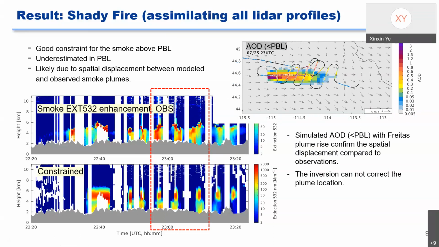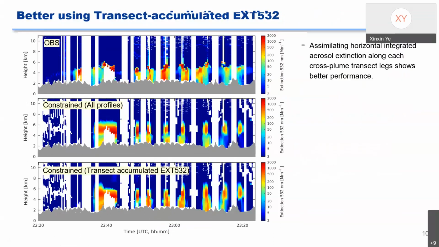To overcome this difficulty, we choose to assimilate the transect accumulated aerosol extinction. For each transect collected between the flight turns and through the plume, we integrated all the aerosol extinction enhancements for each level, and then assimilated the accumulated aerosol extinction. In this case, we can see the improvement in the last panel. This is assimilating the integrated aerosol extinction. We can see that the aerosol loading within the PBL is better constrained. So this is the method we'll be using.